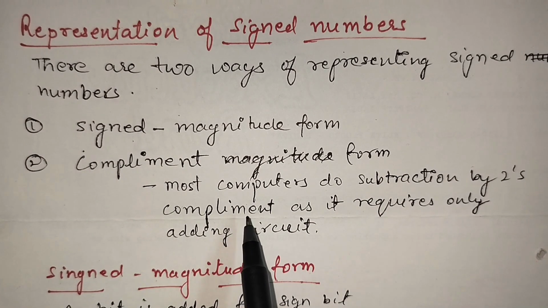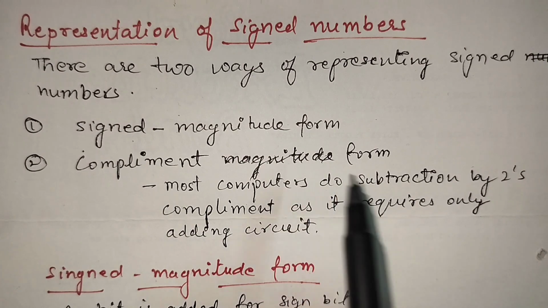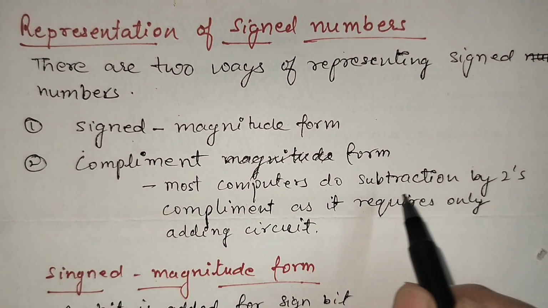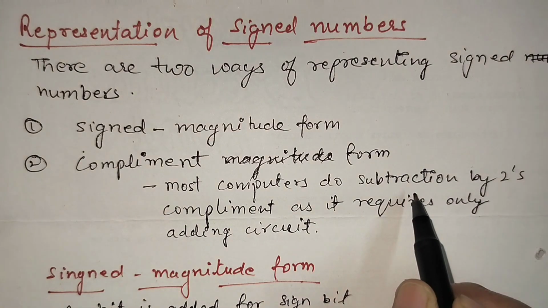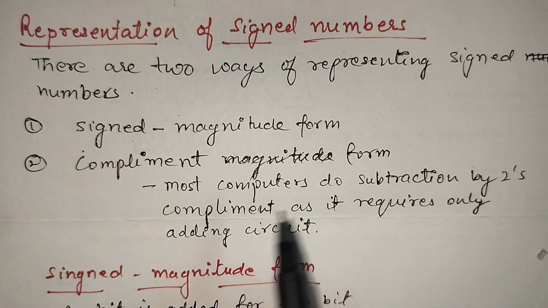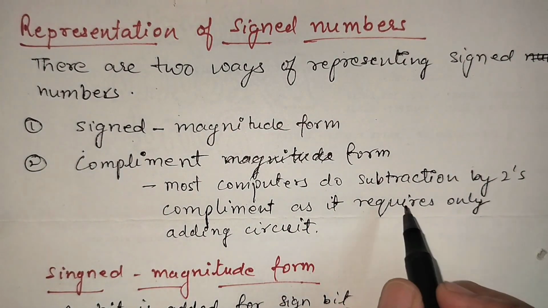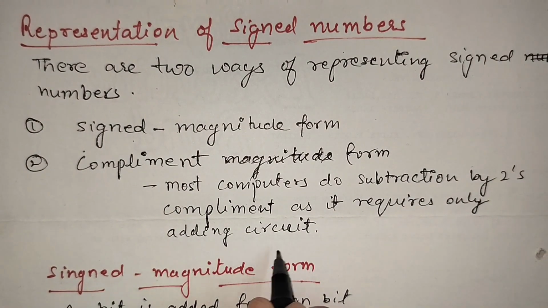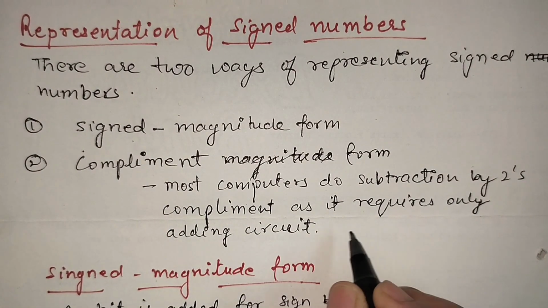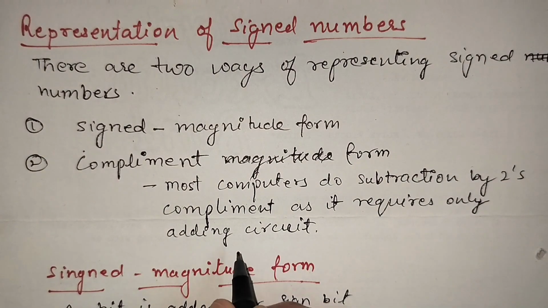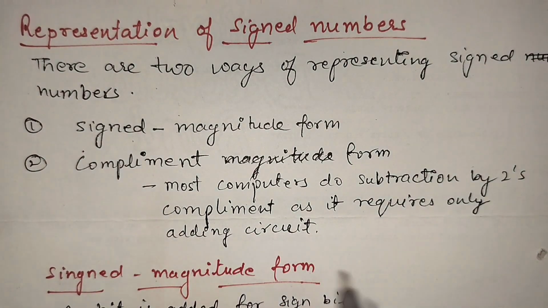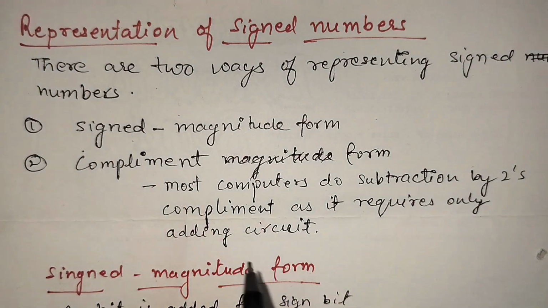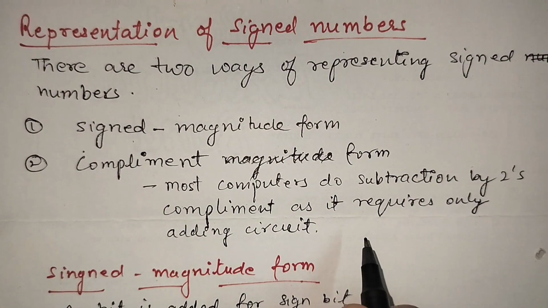Most digital computers use this method to store signed numbers as it requires only an adding circuit to perform subtraction and addition. Division and multiplication can also be performed using the same circuit, meaning the adding circuit, because division is performed by repeated subtraction and multiplication is performed by repeated addition.